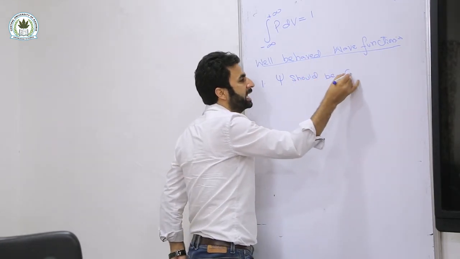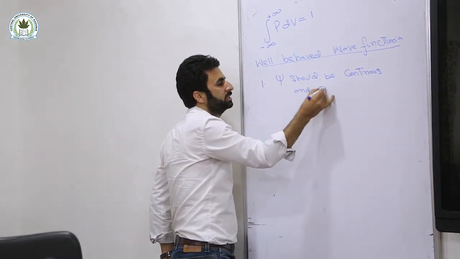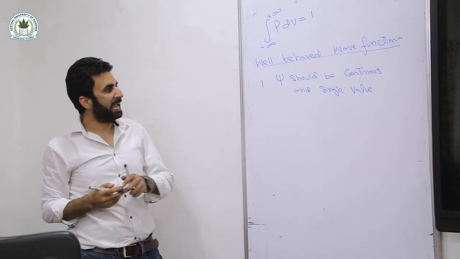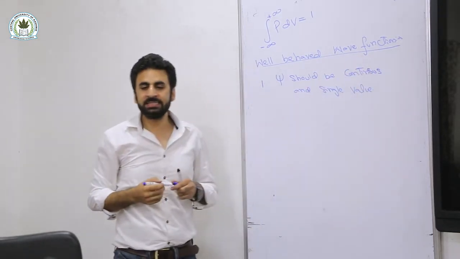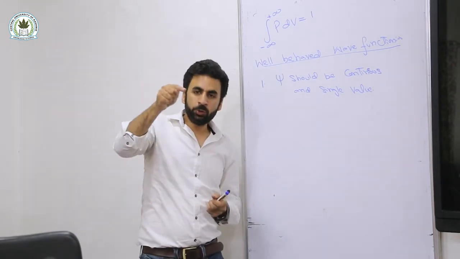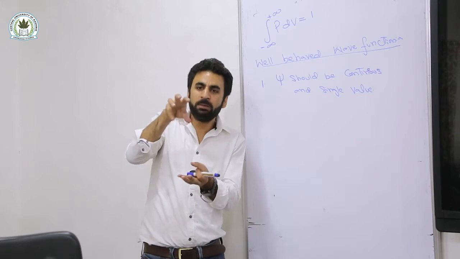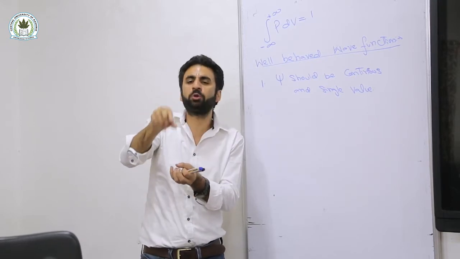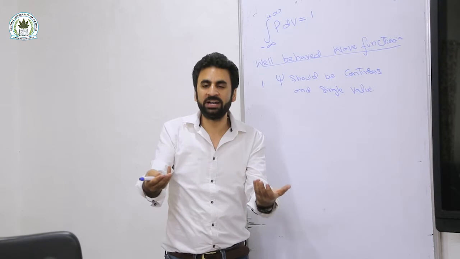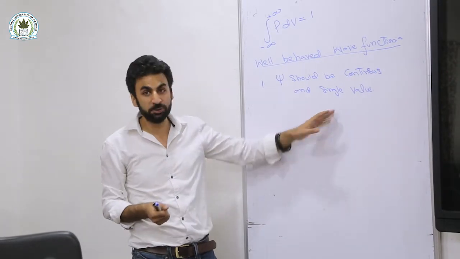Psi should be continuous and single valued. If psi has two values, it essentially means that at a particular point there are two probabilities of finding a particle, which doesn't make sense. At a particular point there has to be some fixed probability of finding a particle. It doesn't make sense that at a particular instant you have two probabilities of finding a particle. So psi having more than one value cannot be accepted. So psi has to be single valued as well as continuous.